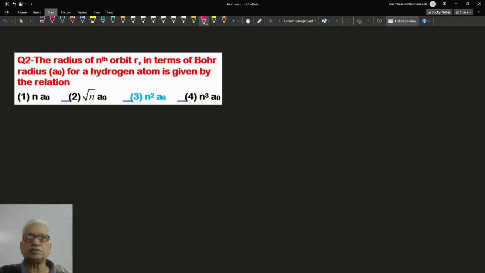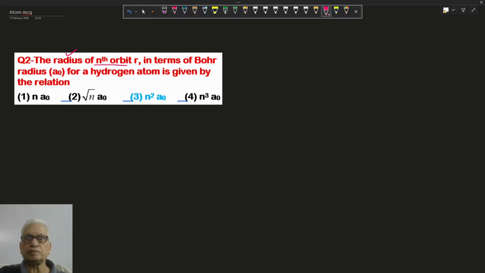In this question, the radius of the nth orbit is r. We know the radius is given by n square times the radius of the innermost orbit. So r1, r2, r3 are in the ratio 1, 4, 9, 16, directly proportional to n square. a naught is the innermost radius of the hydrogen atom, that is 0.53 angstrom. So option 3 is correct.